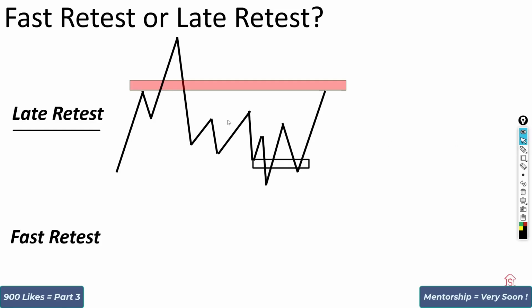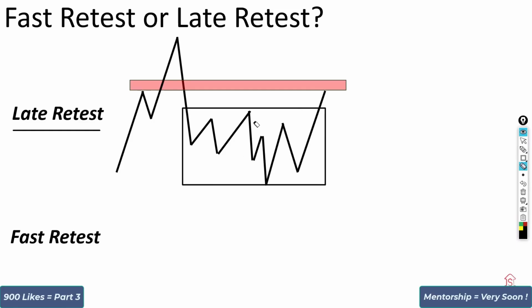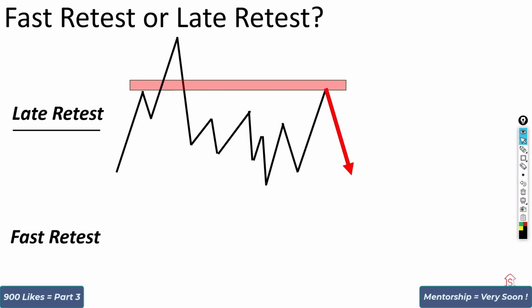So in this case, market came up, but pretty late, right? Some people take this trade, some people don't. I suggest you just not count on the late retest QMs. But the fast ones, look at this.